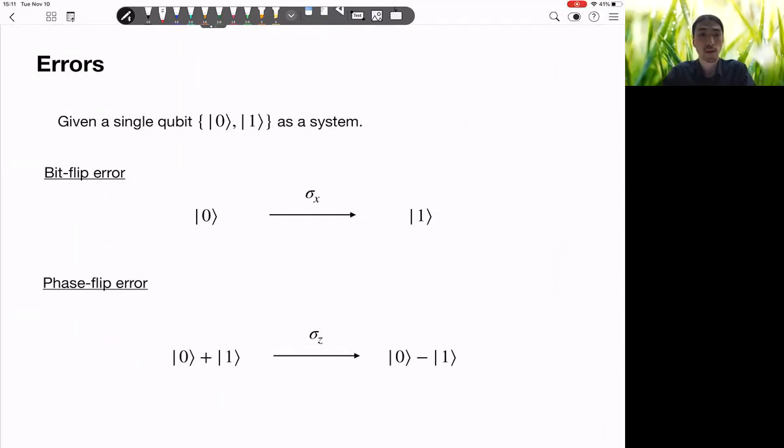the examples can be like this. Let's say you have a single qubit system, and the bit flip error can be represented by sigma x. This is the Pauli matrix. If sigma x acts on your initial state zero, that gives you one. Or you can have a phase flip error that changes the relative phase of the state. So if your initial state is zero plus one, then sigma z acting on this state can change the relative phase, which gives you zero minus one. So these are the simplest examples of errors you can have.